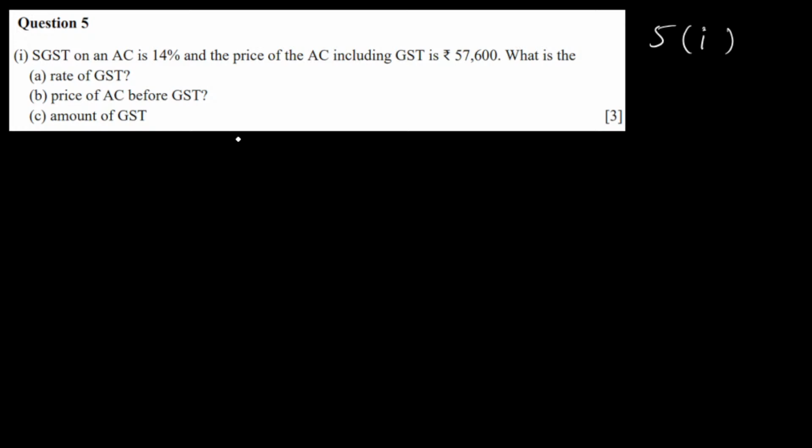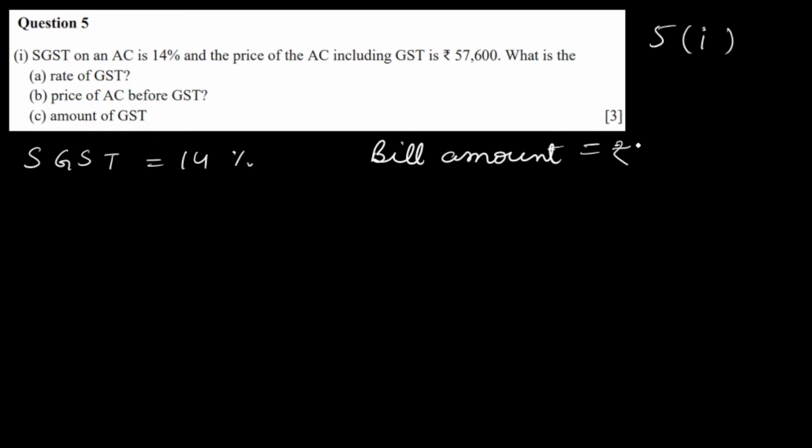What's given to us? SGST's percentage is given to us. So SGST is equal to 14%, and the price of the AC including GST is given. Price including GST is nothing but the bill amount, the paid price. That is given to us: 57,600.